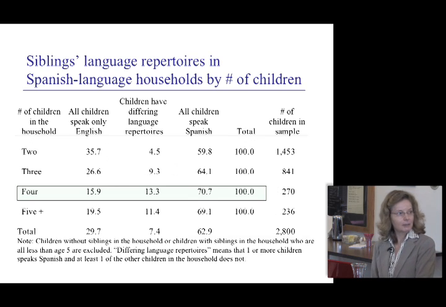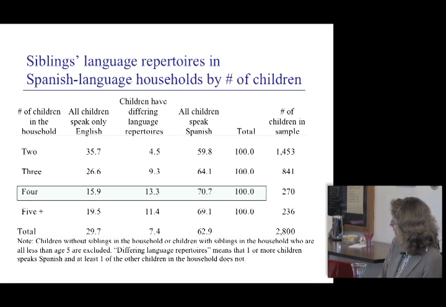Well, you can also see it among siblings, because siblings are different ages when they come into the States. And here I'm looking at households. Let's focus on households where there are four kids. These are Spanish language households where the parents are speaking Spanish. And you can see that there's a significant number where all children speak only English.